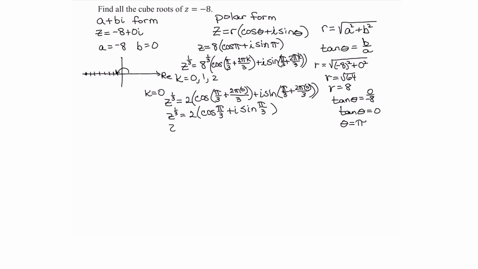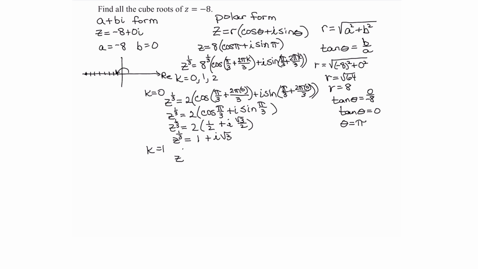And going back to rectangular form, or complex form, I have cosine of pi over 3 is 1/2 plus i times the sine of pi over 3, which is the square root of 3 over 2. So we have our first cube root here is 2 times 1/2 is 1, plus i times the square root of 3 over 2 times 2 is i times the square root of 3. All right, now how about when k is equal to 1?